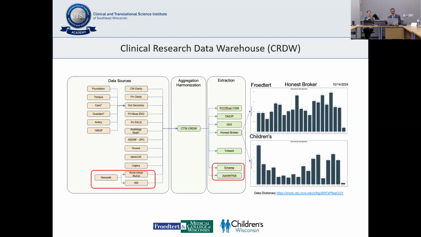From that, we build off and make available all of the tools that I talked about, like the PCORnet Common Data Model, the OMOP Common Data Model, i2b2, our Honest Broker System, TriNetX, and then I have to look down here a little bit. Additional things circled in red in that third box is Immerse, which allows you to search through notes, unstructured clinical documentation. With IRB approval, you can search through notes at scale.